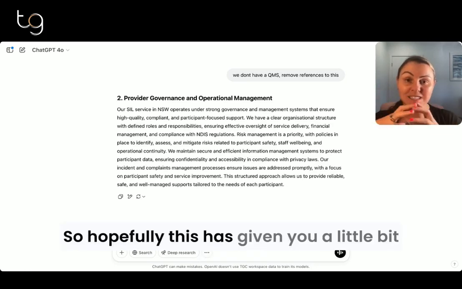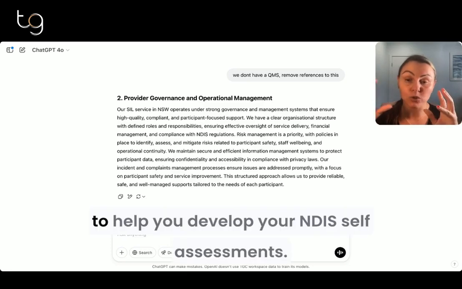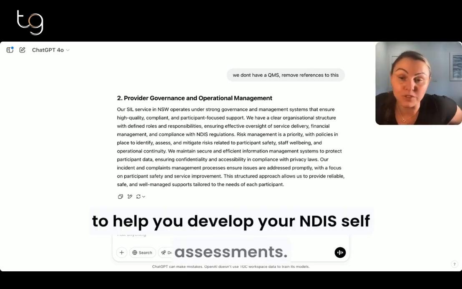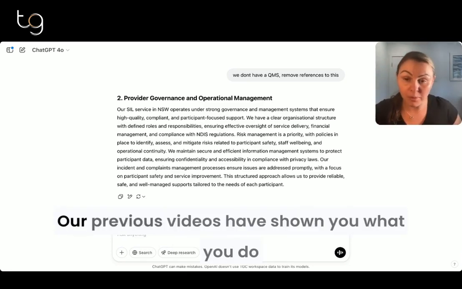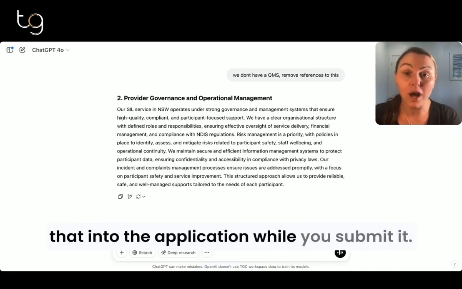So hopefully this has given you a little bit of an overview of how you can use ChatGPT to help you develop your NDIS self-assessments. Our previous videos have shown you what you do with this text to take this and then put that into the application while you submit it.